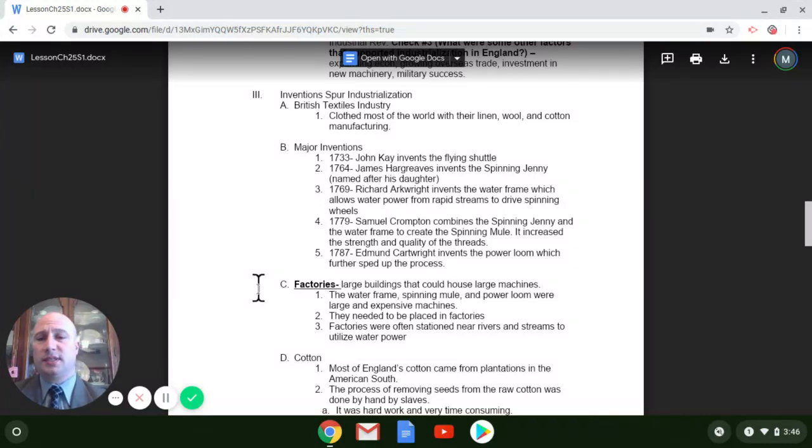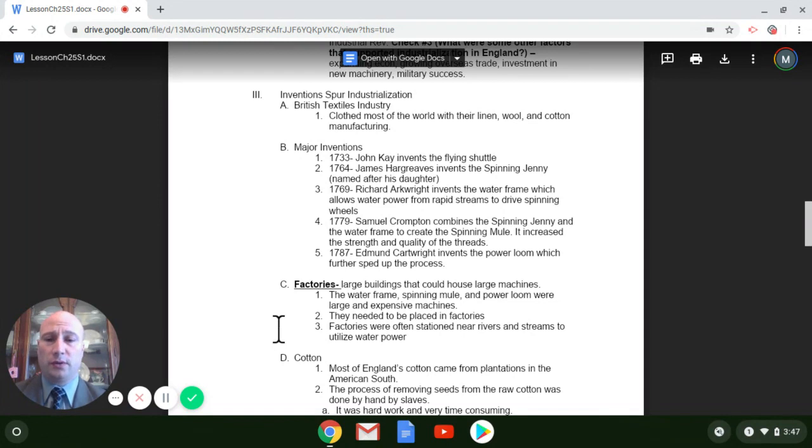Capital letter C is going to talk about factories. Factories were the number one buildings that drove industrialization. These are large buildings that could house very large machines, very basic definition. But things like the water frame, the spinning mule, and the power loom were large and expensive machines. They needed to be placed in factories.